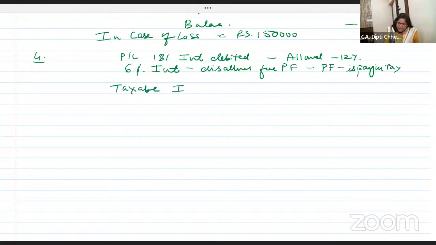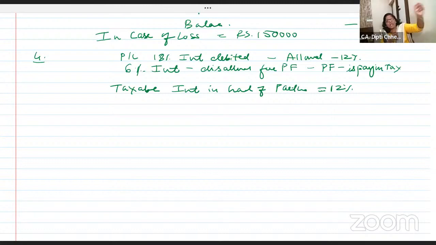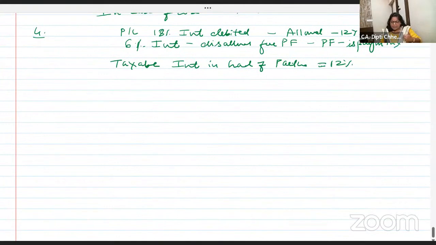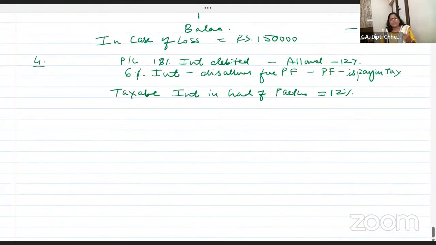Taxable interest in the hands of the partner is equal to 12%. Ma'am, but the partner has received 18% interest, but 6% is disallowed in the hands of the firm, no? The firm is already paying 30% tax. तो partner के लिए क्या हो जाएगा? Yes. How will it be for the partner? For the partner, it will be taxable 12%.